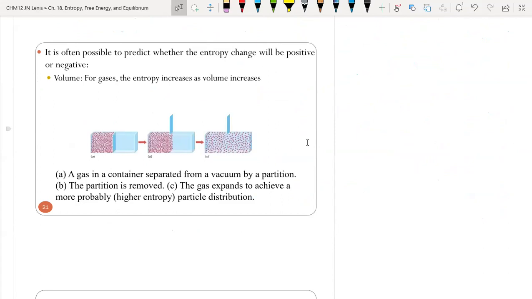So sometimes we can make predictions in terms of the direction of the reaction, the spontaneity of the reaction, and the probabilities to make products. Just by looking at the chemical reaction, you can find a lot of information.